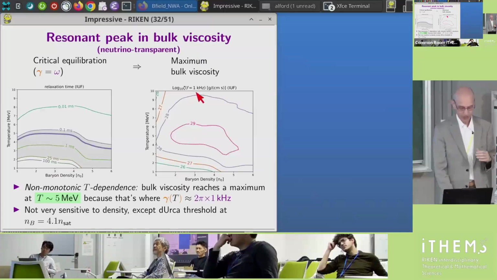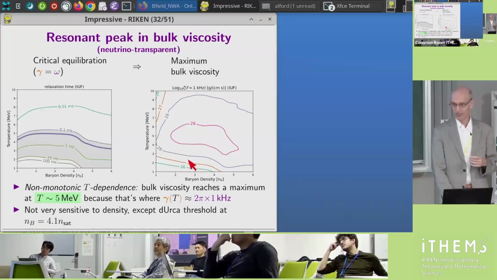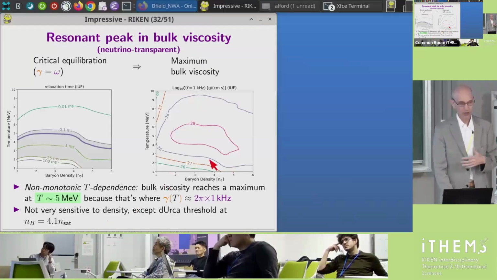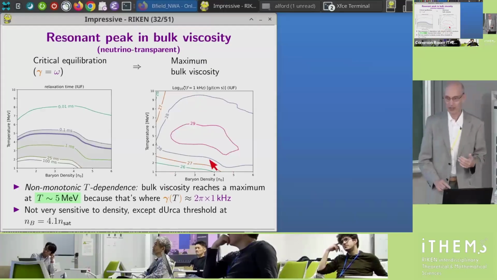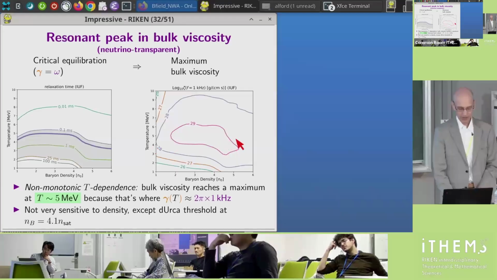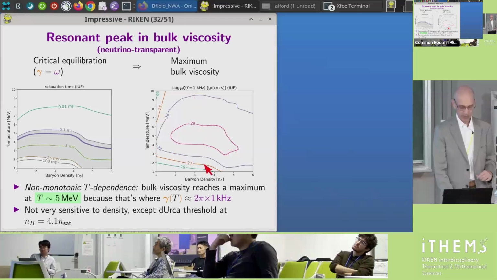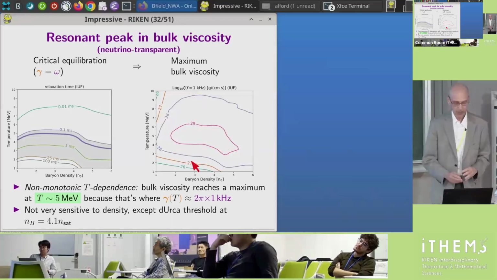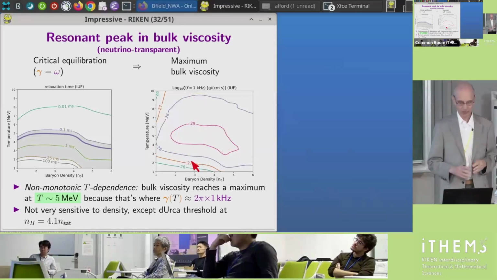So that's one feature of this plot, this non-monotonic dependence of bulk viscosity on temperature. It looks like a resonance because it basically is a resonance. And the other thing you see is the contours are pretty flat. Temperature is the main driver, in this case, of the variation in bulk viscosity. When you increase the density, it dies off a little bit, but basically the temperature is telling you what's going to happen. So, okay, that's bulk viscosity.